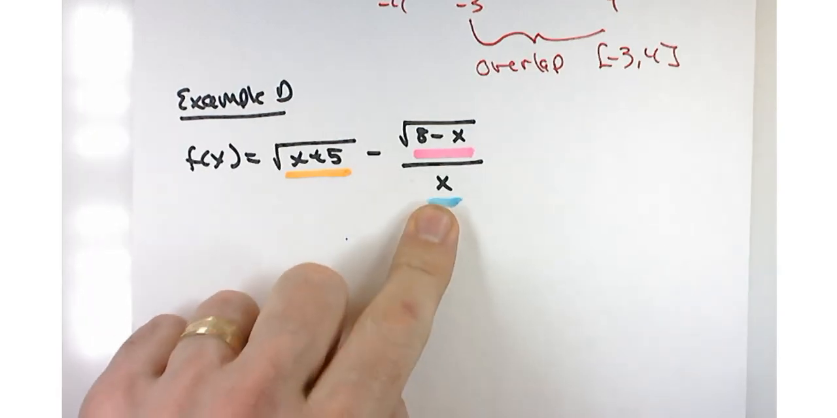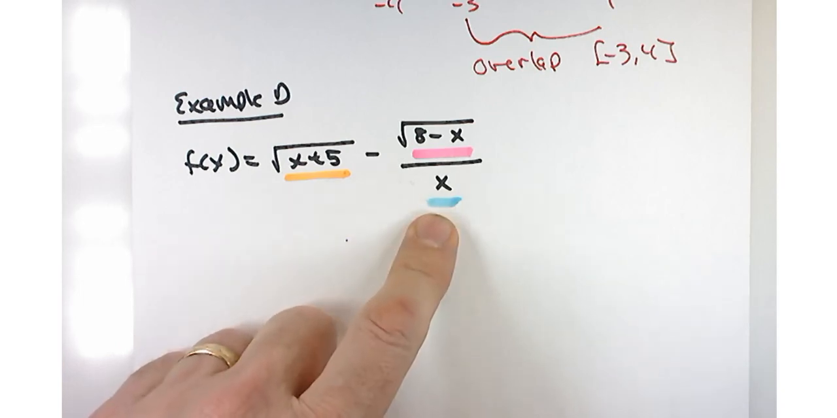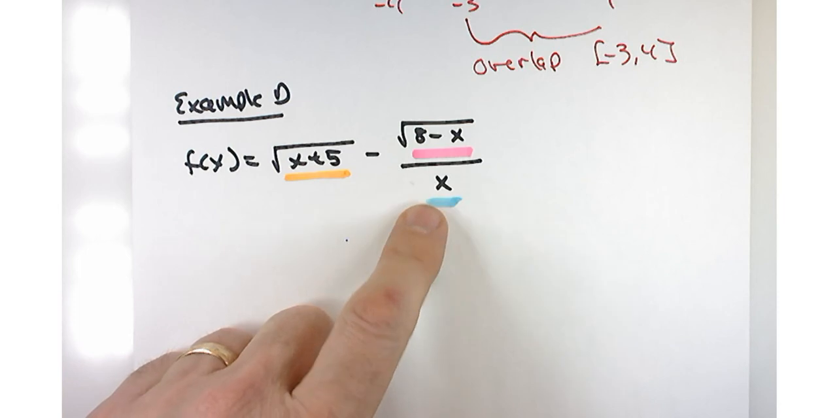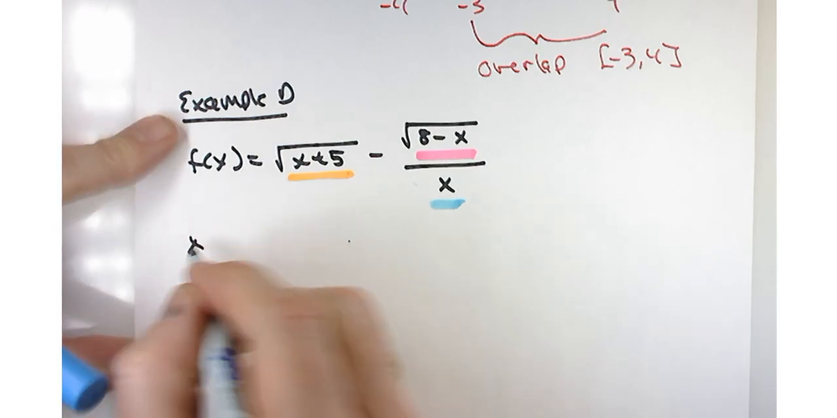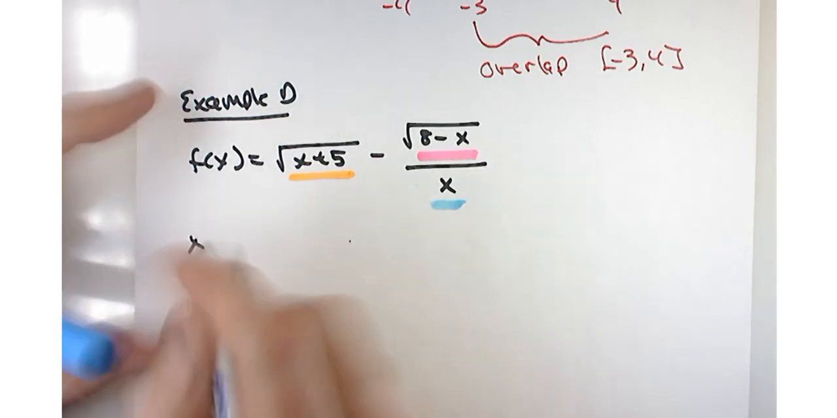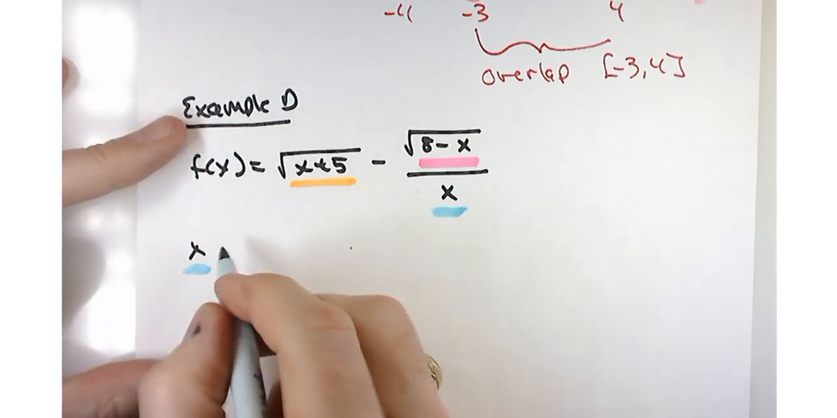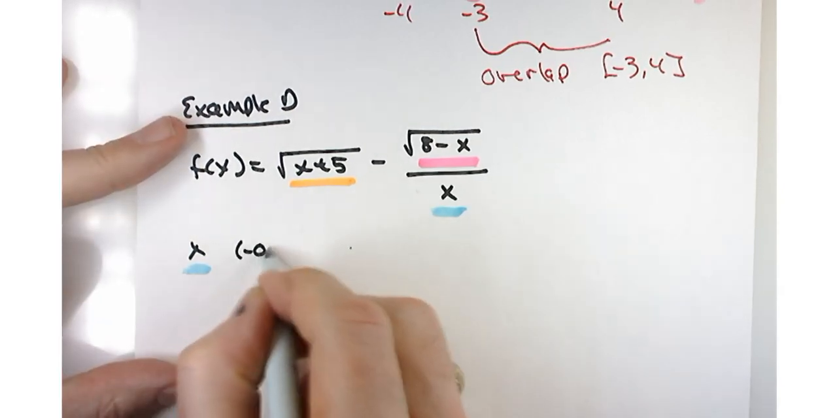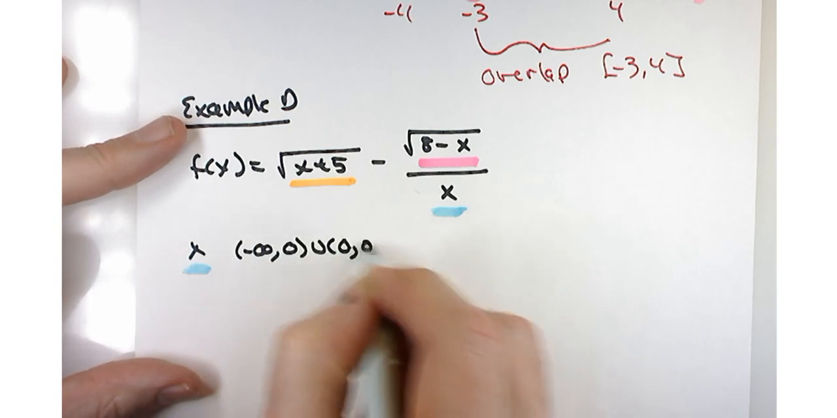Let's make short work of this part down here. What's my concern for the denominator? Yeah, it can't equal 0. So that's one thing we have to worry about. x can't equal 0. That's fine. So that tells us we've got negative infinity to 0 and 0 to infinity.